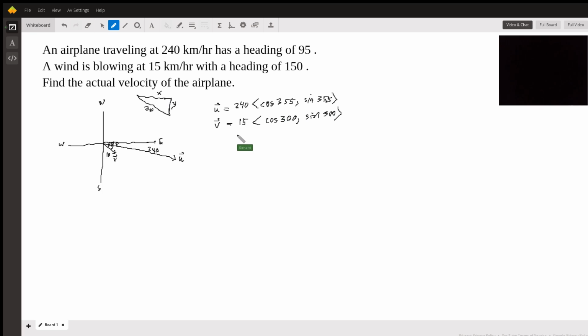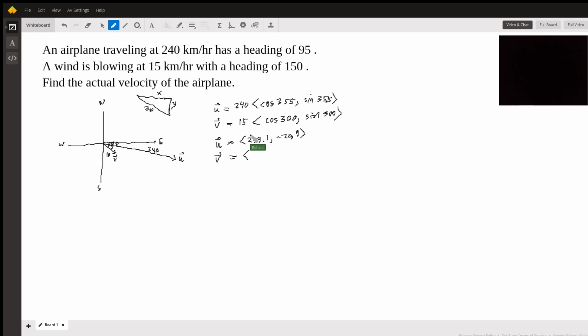So now the rest of this is really just calculator work. I'm just going to simplify U, distribute that 240, and on my calculator I get 239.1, comma, negative 20.9. So I'm just distributing 240 times the cosine of 355, 240 times the sine of 355. And for V, I'm going to do the same thing.